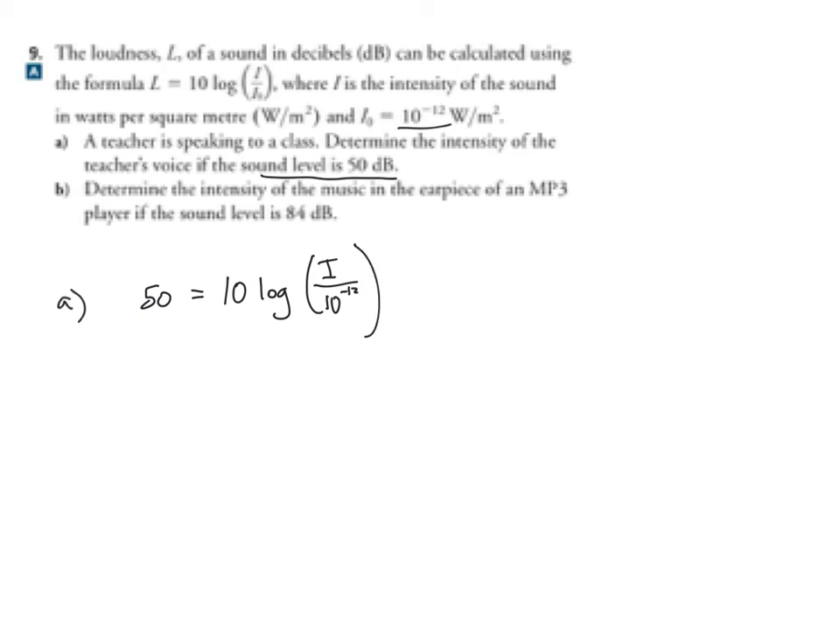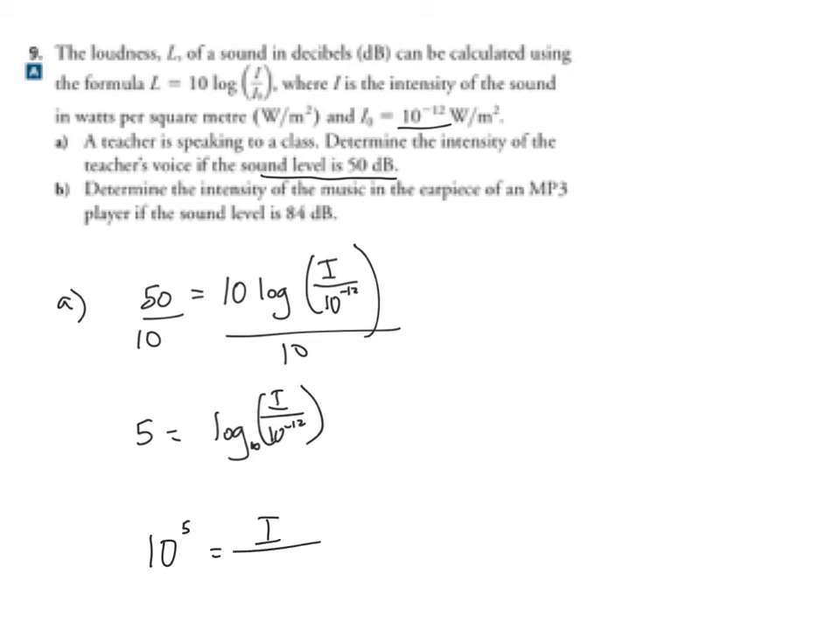And we want to find I. All right, first things first, let's divide both sides by 10. So 5 equals the log of I over 10 to the power of negative 12. And now we can change this log to an exponential. It's got base 10, so 10 to the power of 5 equals I over 10 to the negative 12.